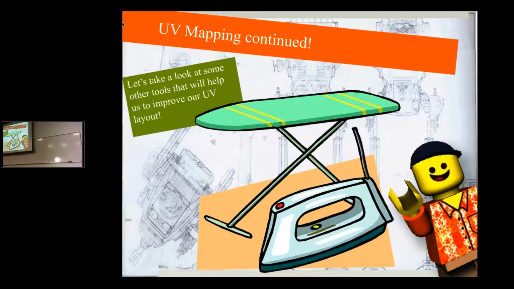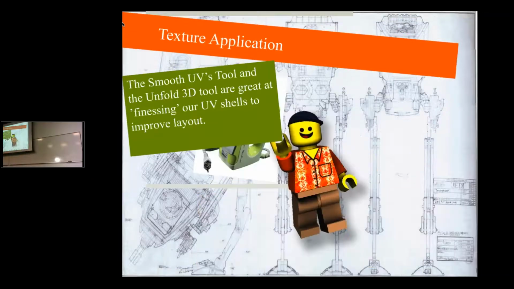Now, in terms of UV mapping and how we can improve our layout, again, sometimes we end up with sort of wrinkles or distortions in our checker pattern, and Maya actually has some tools that will help us to iron out these problems and make them look better. The two tools that I like to use are the Smooth UVs tool and the Unfold tool, both of which do more or less the same thing, and that is kind of iron out your UV shells to make them look better.